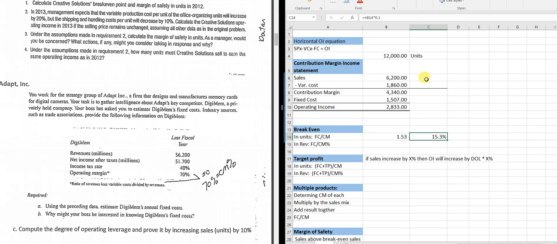All right, so let's try it out. We're going to increase sales by 10%. So this will increase 10%, so I take it times itself and 10% more. So I'll have 6820, okay?